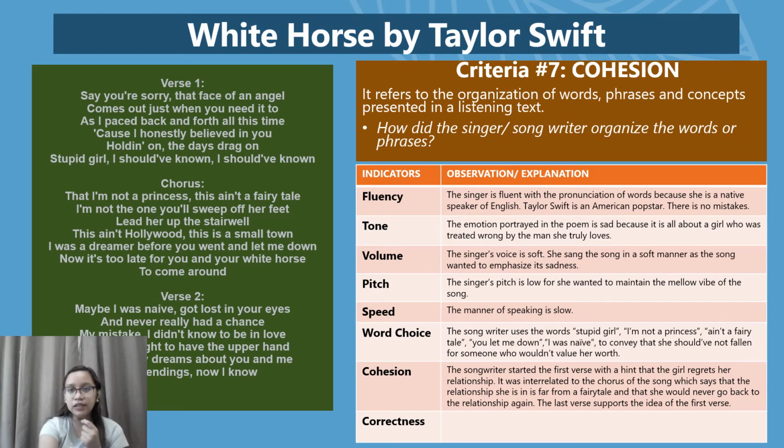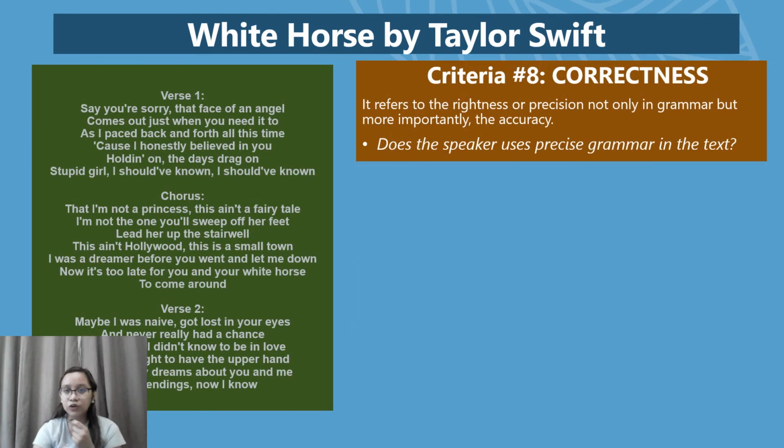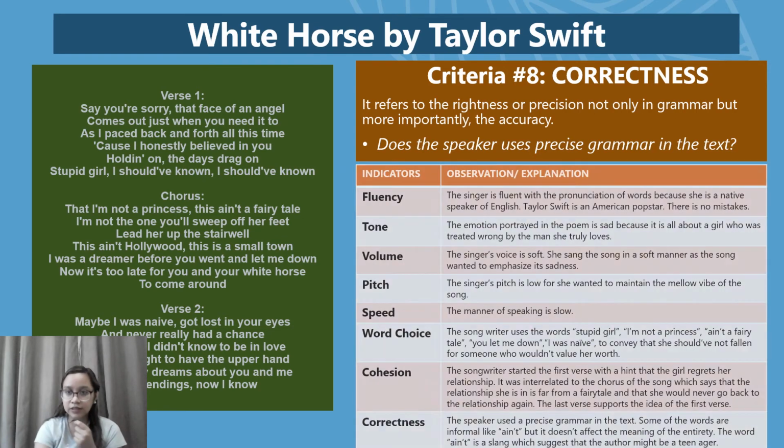And the last criteria is called correctness. Does the speaker use precise grammar in the text? Some of the words are informal like "ain't," but it doesn't affect the meaning of the song in its entirety. The word "ain't" is a slang which suggests that the author might be a teenager, or it's just an opinion of mine.